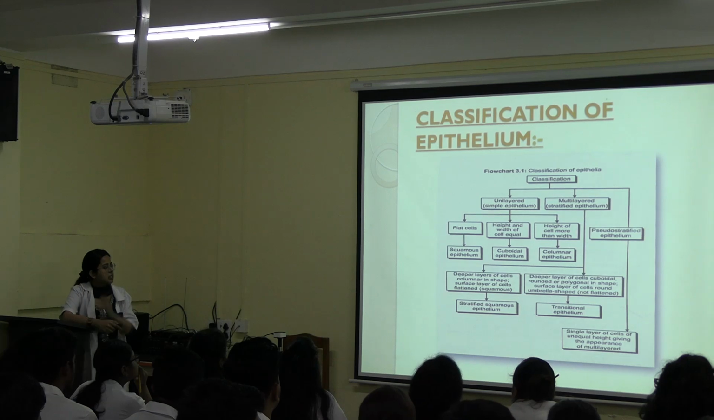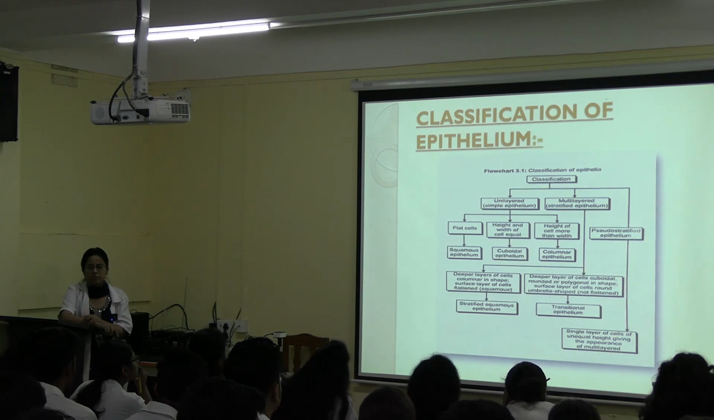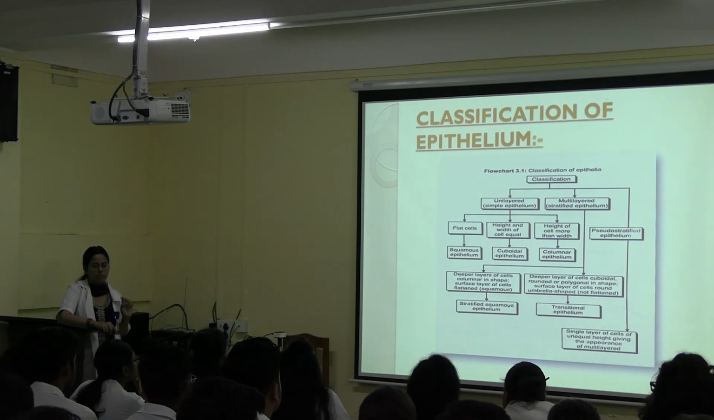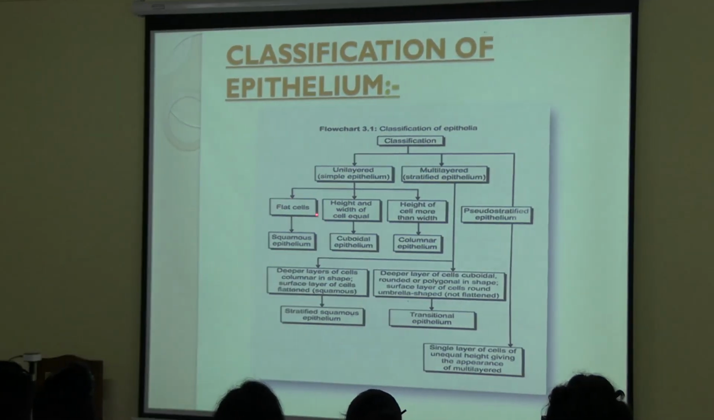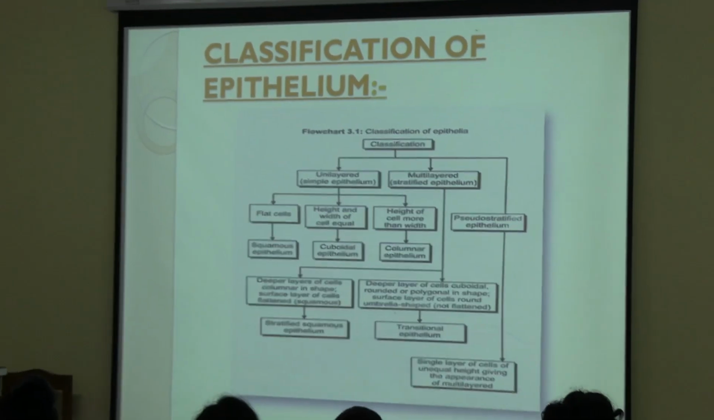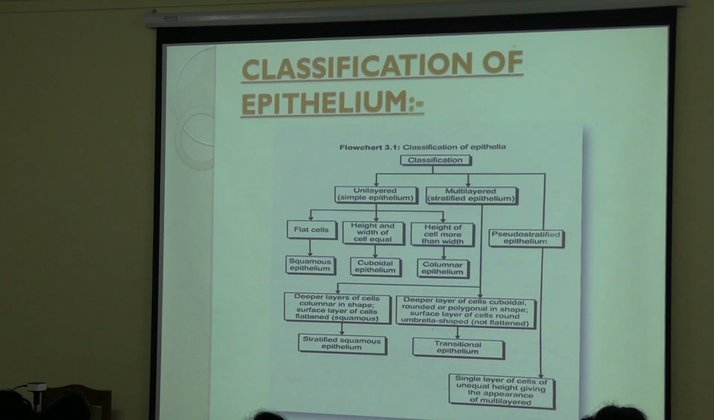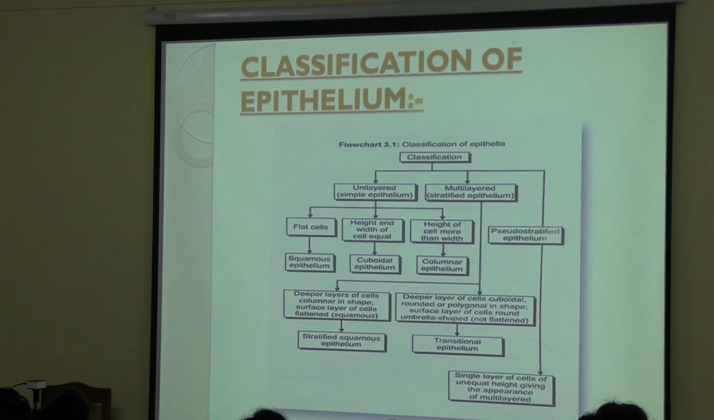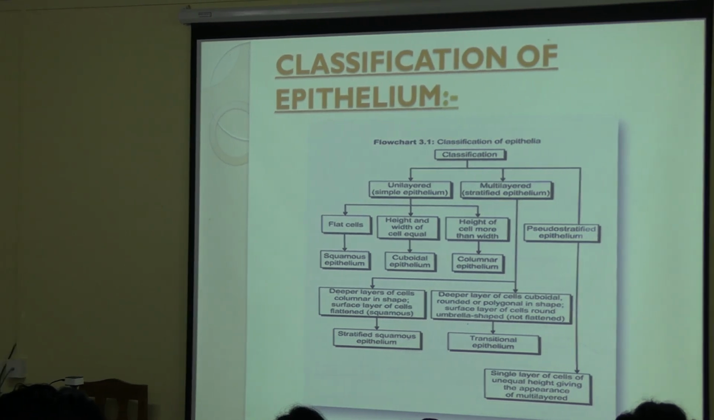Layers of epithelium. Epithelium can be unilayered or multilayered. If it is unilayered, it is known as simple epithelium, and multilayered is known as stratified. So there will be only one layer in case of unilayered. If the cells are flattened, the height is less than the width, then this will be called squamous epithelium. If the height and the width are the same, like a cube, then this will be called cuboidal epithelium. If the height is more than the width, obviously columnar epithelium.